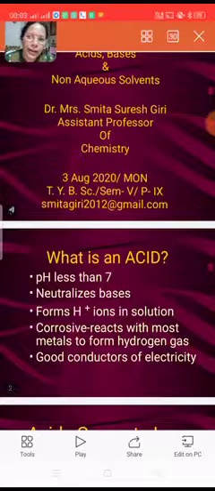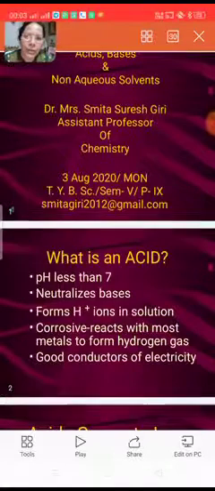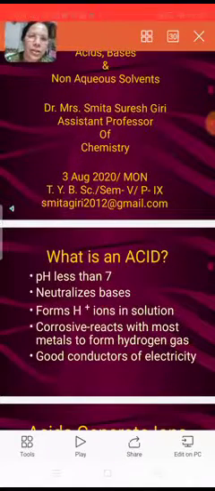Let us see how acids and bases, the terms, and their strength are explained in the acid-base topic. Let us see one by one. So first of all, what is an acid?